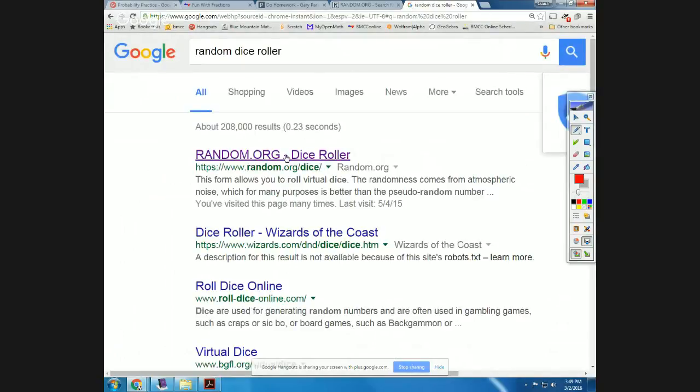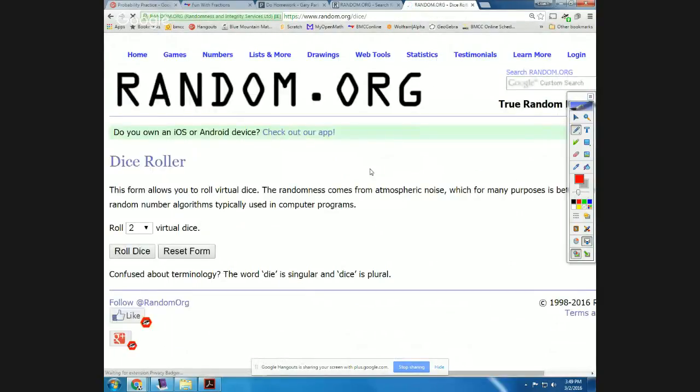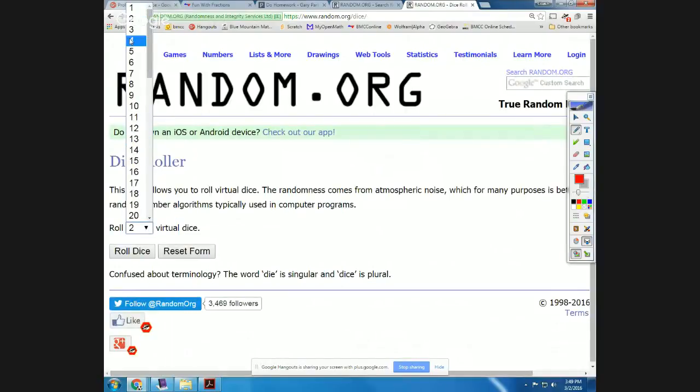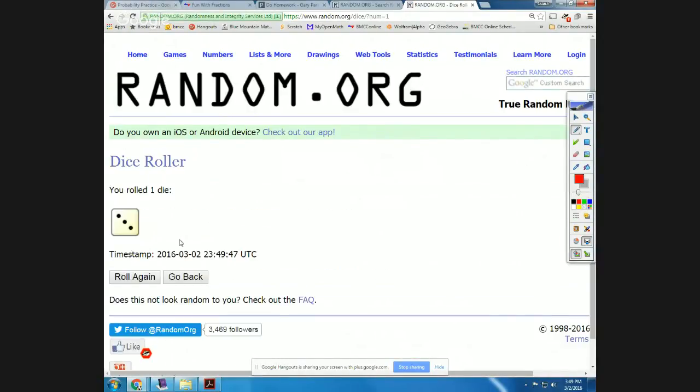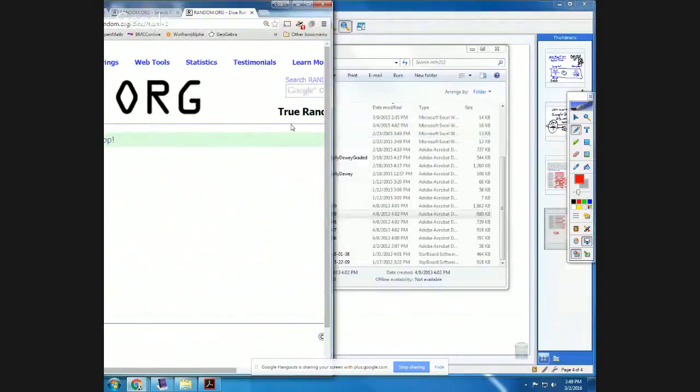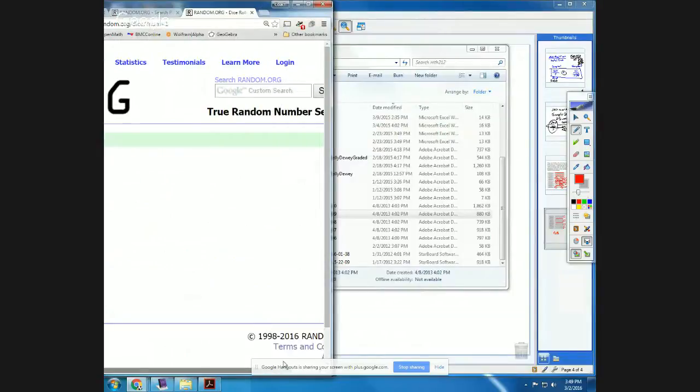That's how I did it. Random.org, and then it'll say dice. Or you can search for it in a search engine. So who goes first? Random.org, that's what we're trying to do. Robin always gets to go first, so let me set my screen up for this to work here.